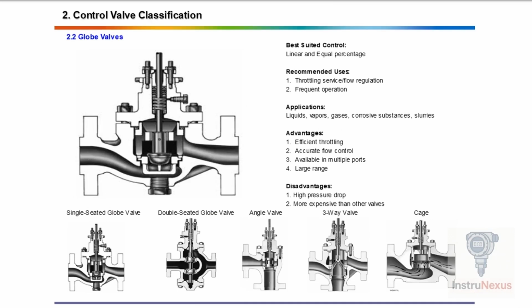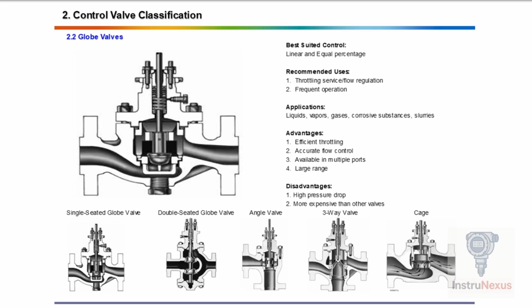Globe valves. When it comes to precise flow regulation and frequent operation, this type of valve stands out. It's best suited for linear and equal percentage control characteristics, making it ideal for applications where smooth, accurate throttling is essential. Typical uses include throttling services and systems that require continuous or frequent modulation.